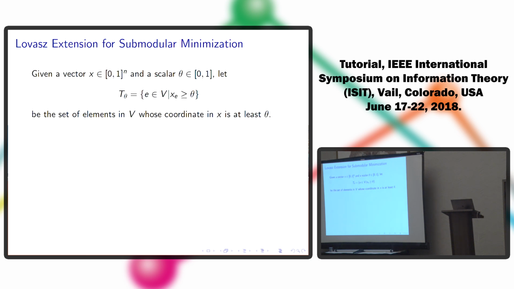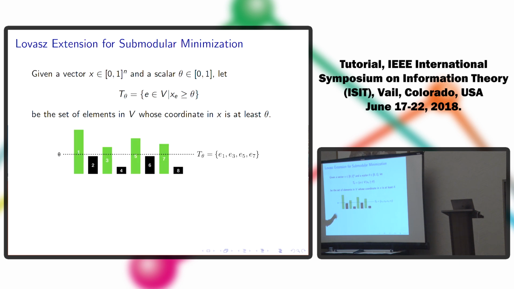Okay, so what is the extension that we are going to use? It is called the Lovász extension. For any vector x, first of all, we define T of theta. That is going to be all the elements in the ground set such that x sub e, the coordinate that corresponds to the element e, is greater than or equal to theta. Here is a simple example. I have 8 elements, and these are the values of these elements at a particular point x. That is x1, x2, x3. Then I pick theta, and all the elements whose height is above theta are selected in my set T theta. All the ones below are not selected. So based on the value of theta, I will see different sets, correct?